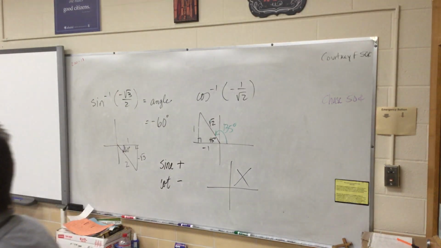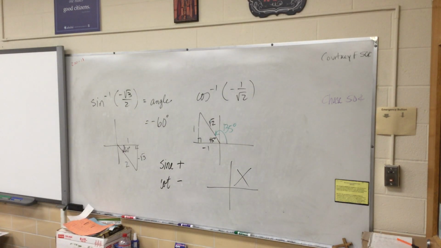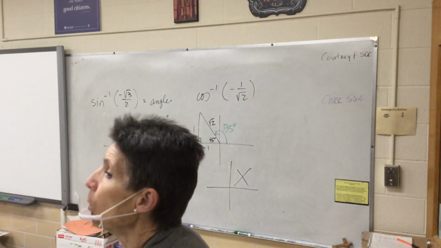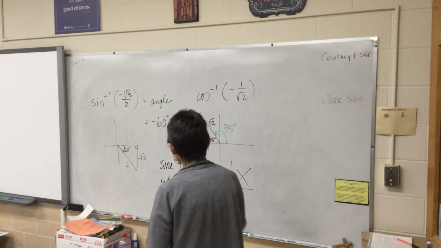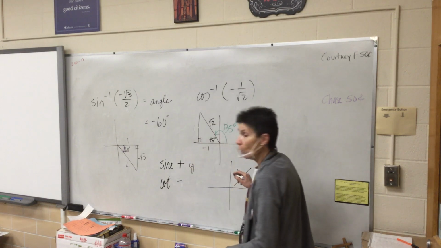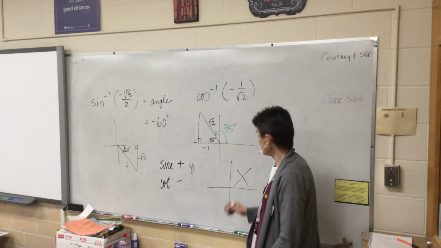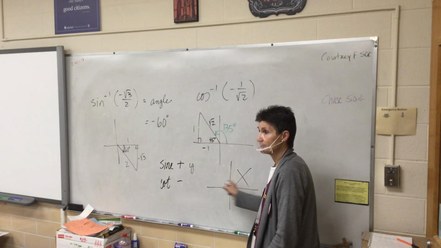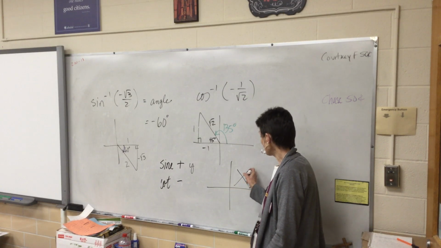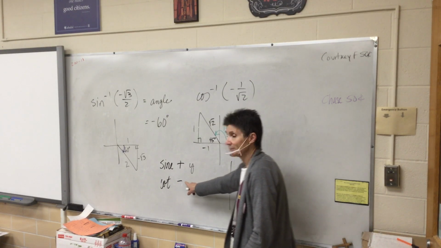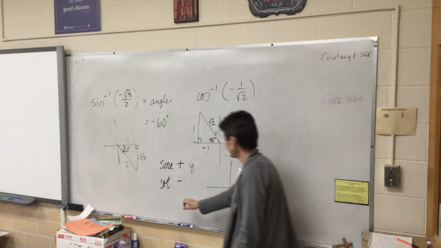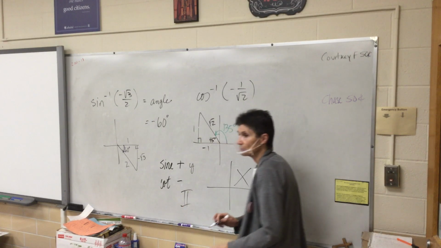Now, sine goes with which letter, X or Y? Y. So if sine is positive, Y is positive. Okay. The only places that Y is positive is right here, right? You've already said it can't be this one because we have a negative. So the answer is quadrant 2.